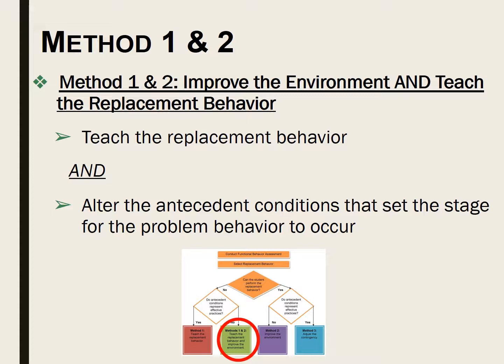The next method that we'll talk about is method 1 and 2, and this is where you're going to both improve the environment and teach the replacement behavior. So you're going to teach the student the replacement behavior using explicit instruction, specifically telling them what you expect, having them practice it, and you will also alter the antecedent conditions that set the stage for the problem behavior. Again, we just talked about what those were in previous slides.